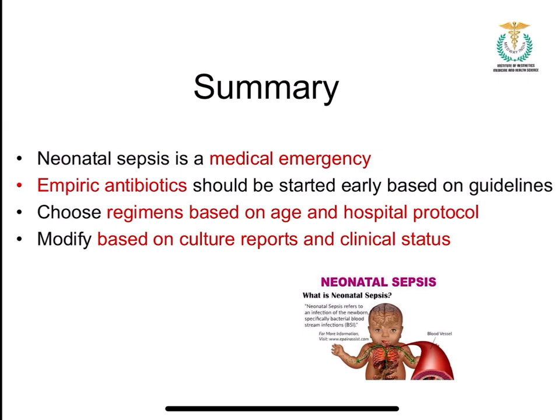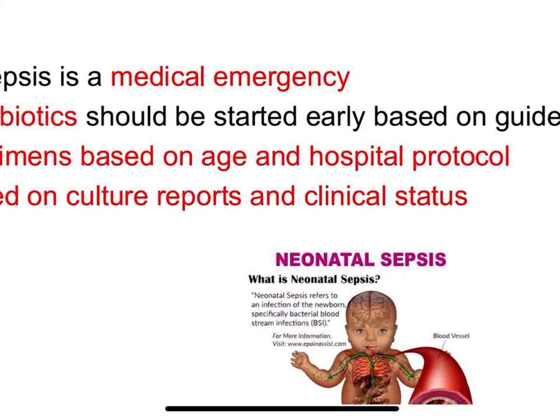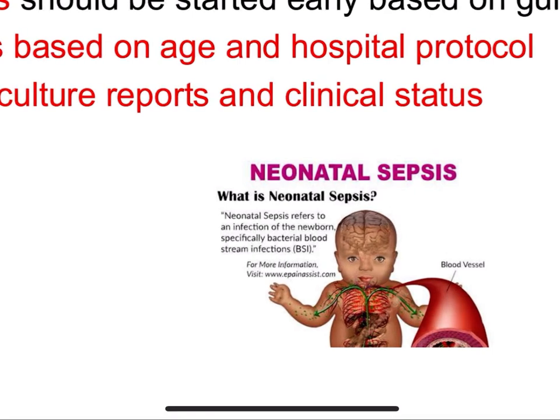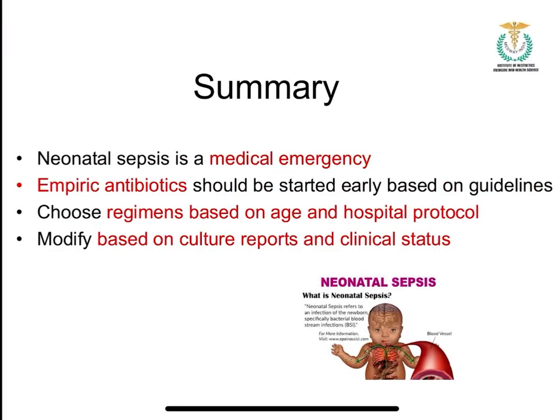Now, summarizing. Neonatal sepsis is a medical emergency. Please understand, empiric antibiotics should be started early based on guidelines. Choose regimens based on age and your hospital protocol. Modify based on culture reports and clinical status. Okay, here in the picture you can see all the organ systems that are involved in neonatal sepsis. How blood vessels which are carrying infections will cause infection throughout the body of the neonate, right? So something to be taken very, very seriously.